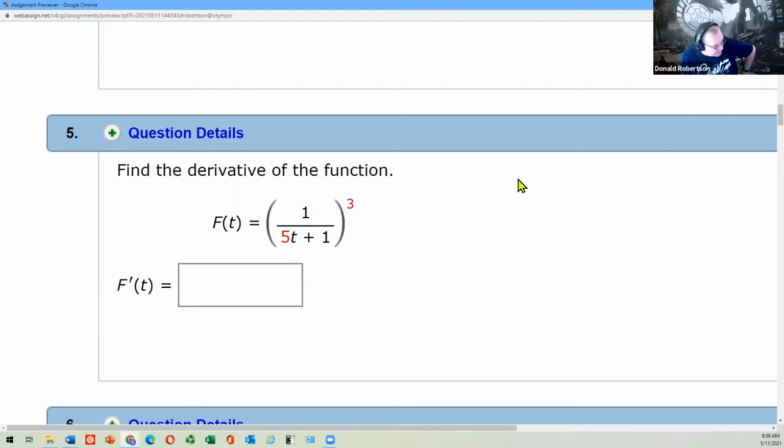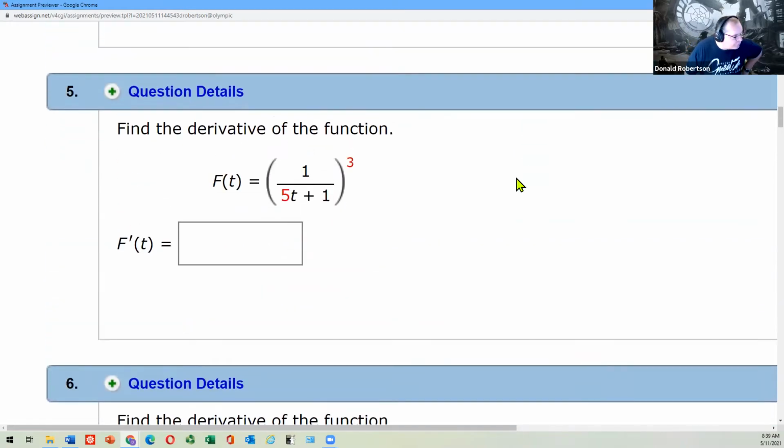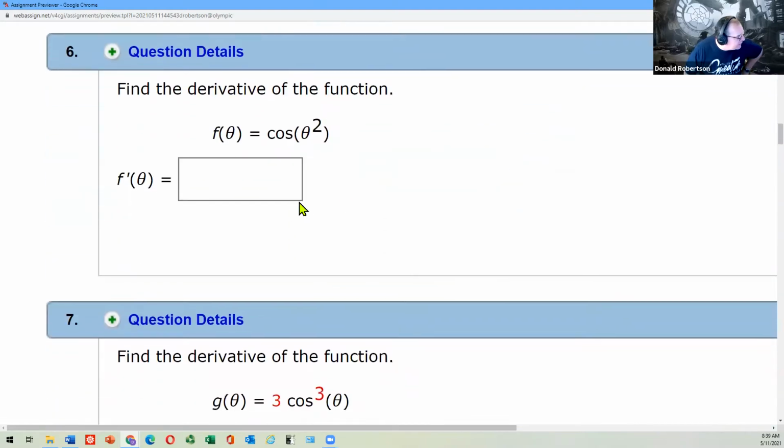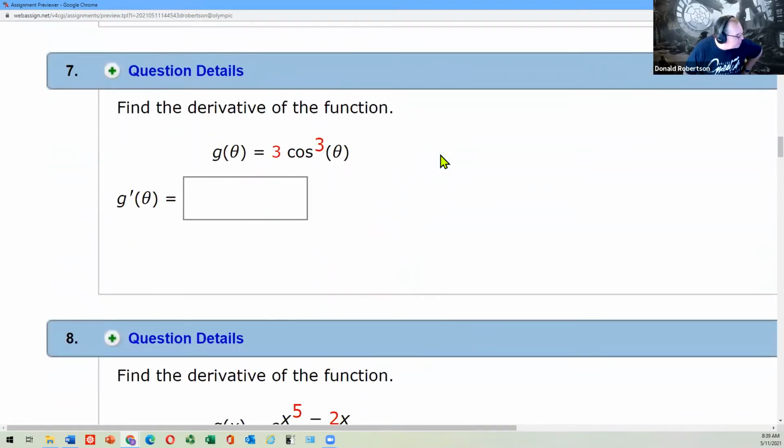Isn't that just the same thing as 5t plus 1 to the -3? Right? That would be a nicer way of saying it. Something to the power of -3, just a general. So far, we're only doing generals, right? There's nothing else happening except generals. Right. Isn't this the cosine of something? So it's a general. Okay.